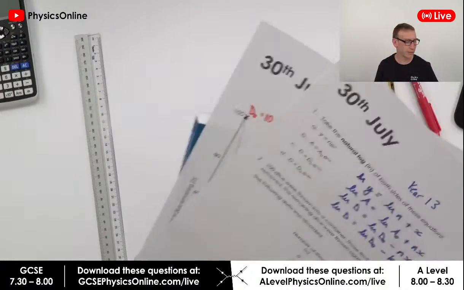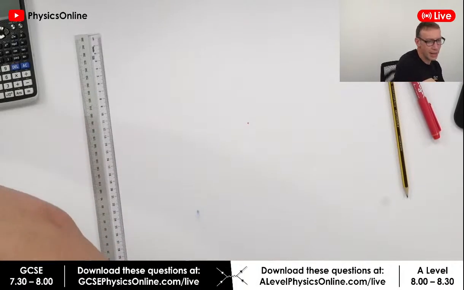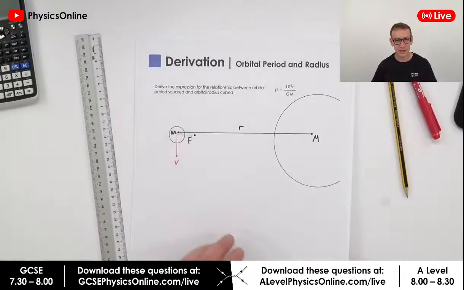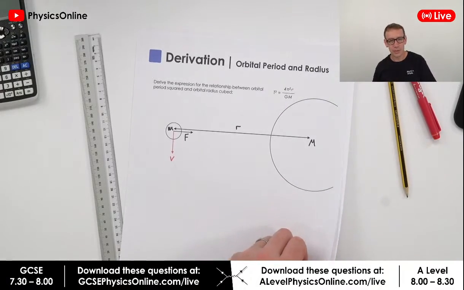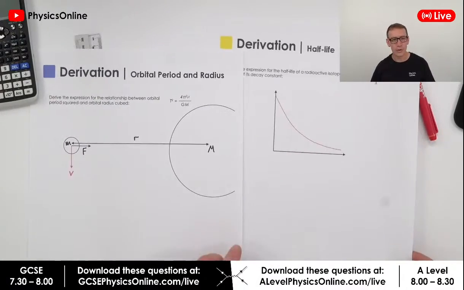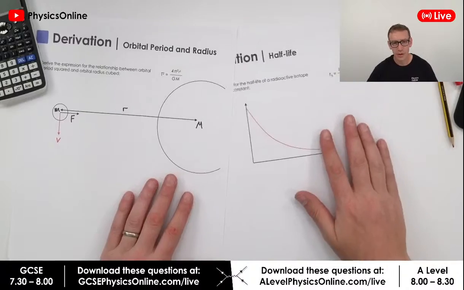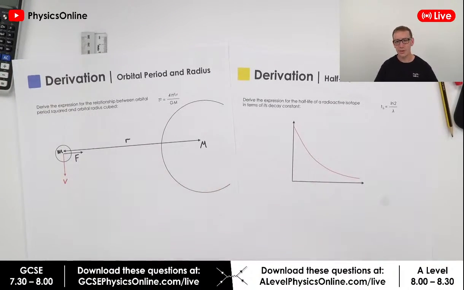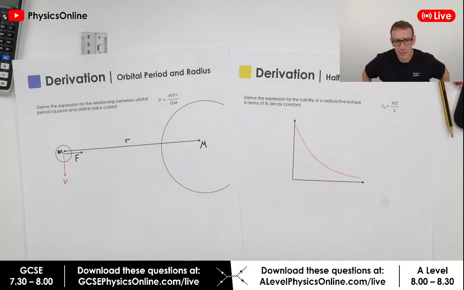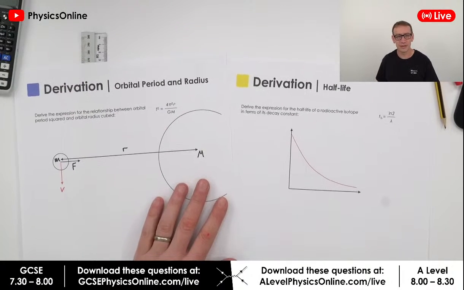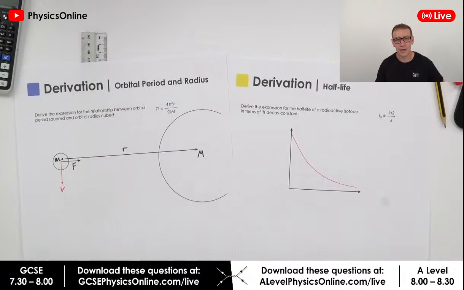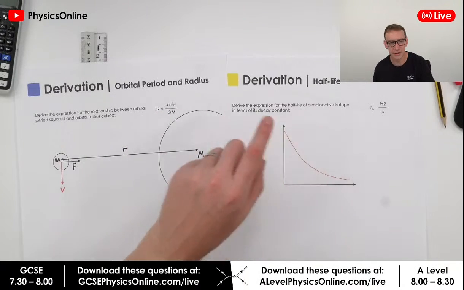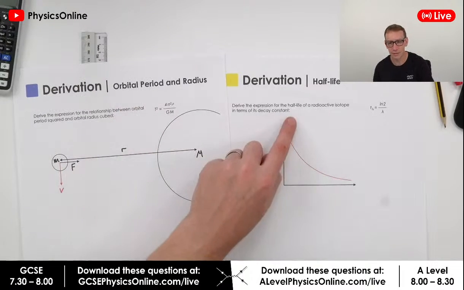Right, the next thing we're going to do now is look at some derivations. Do you want to see the derivation for orbital period and radius, or would you like to see the derivation for radioactive half-life? Let me know in the chat and I'll go through whichever one the people watching would like. Do you want to see orbital period and radius, or half-life, and the way that you can derive either this equation or this equation? So just say orbital period or half-life.